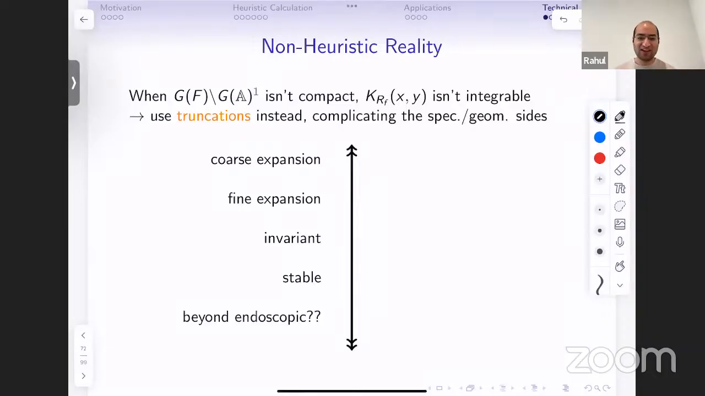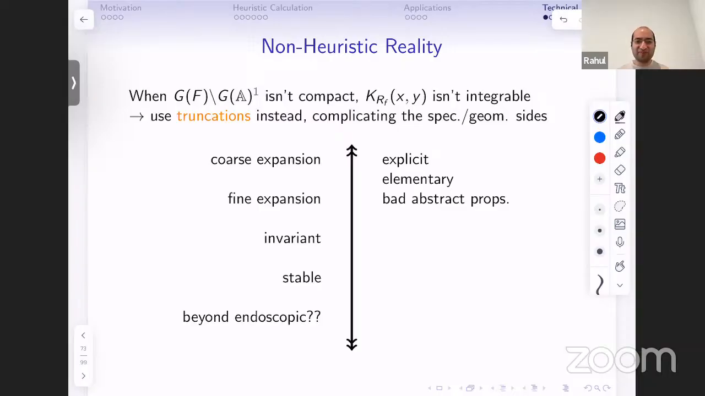Maybe in the future there'll be a beyond endoscopic trace formula. And the way the spectrum works is that the trace formulas at the top of the spectrum are very explicit. There's just a formula for how to exactly truncate the kernel, and you just try to calculate as much as you can with that truncated kernel. So they're explicit and pretty elementary, but the cost is that they have very bad abstract properties. You might lose conjugation invariance of the orbital integrals. They might be replaced by some scarier thing that's not conjugation invariant and a giant pain to compute.